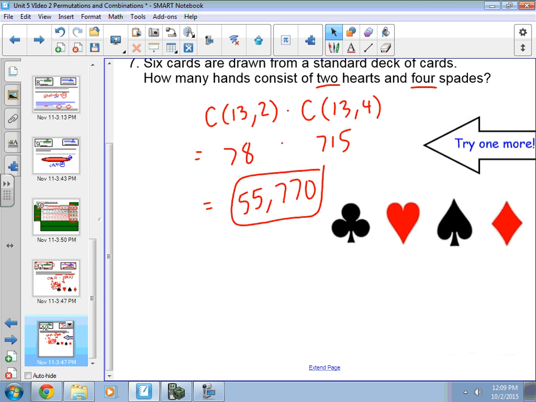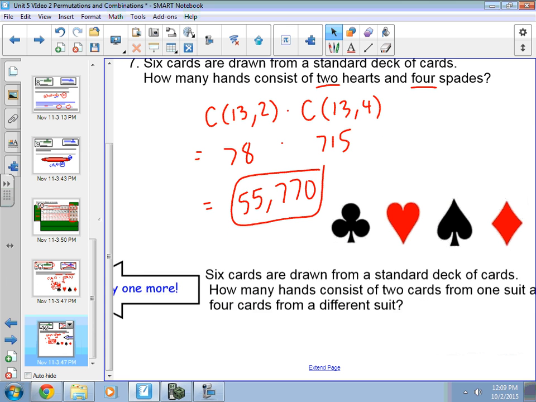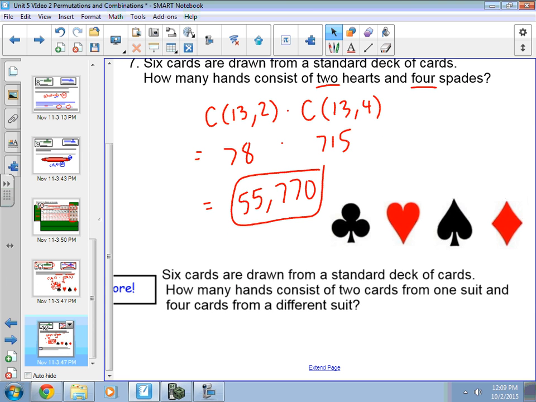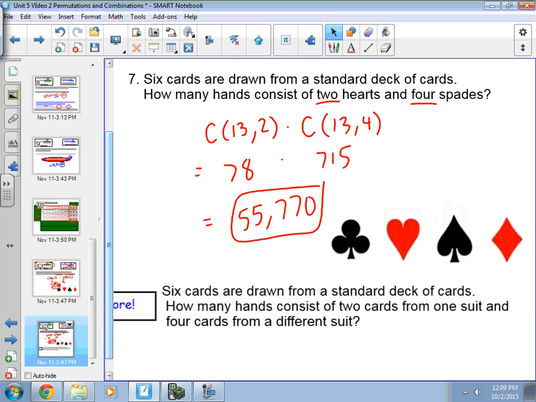All right, one last one here. Let's check this problem out. This last one says, 6 cards are drawn from a standard deck of cards. How many hands consist of 2 cards from one suit and 4 cards from another suit? Now, this is very similar to the last one, 2 cards, 4 cards from 2 different suits. So would the answer then be the same? Would it be 55,770? Well, this problem is a little different in that we don't know what suit we're picking from.